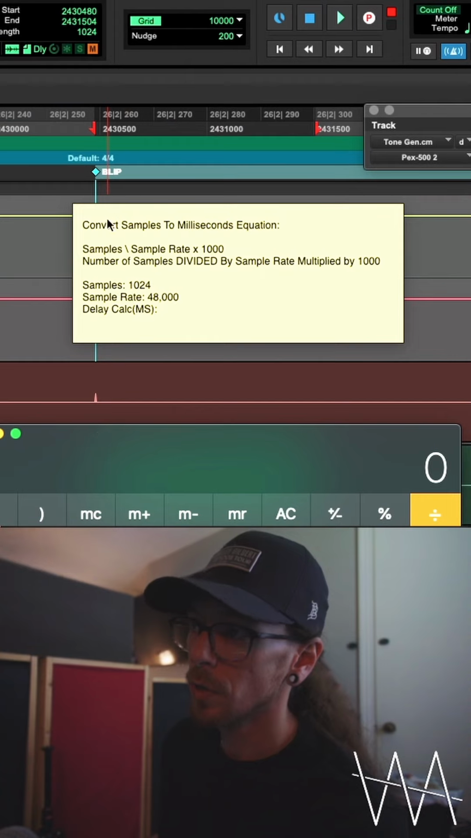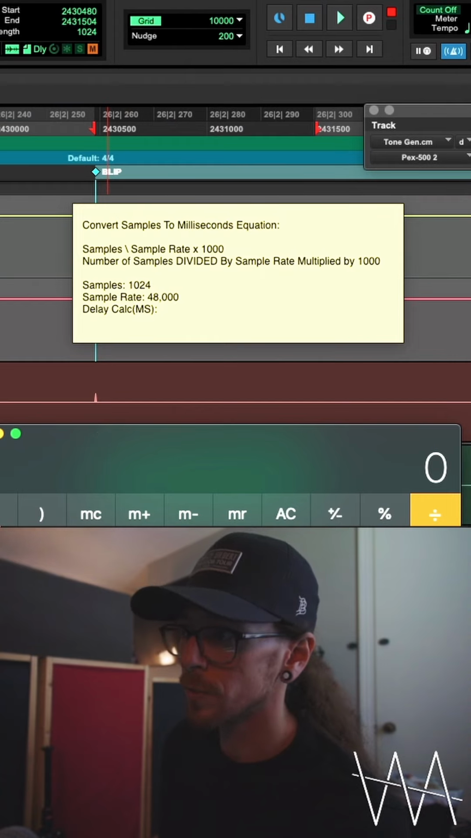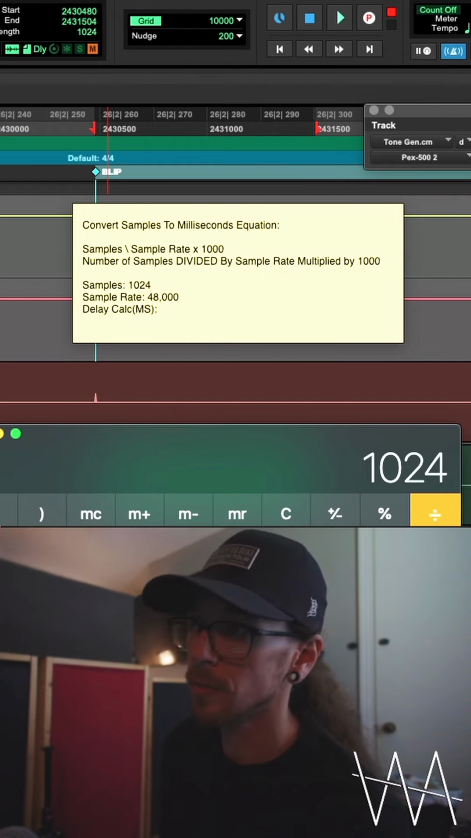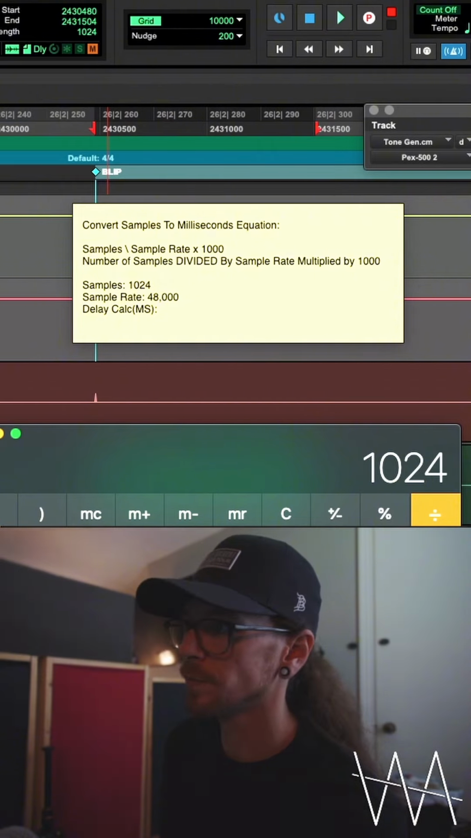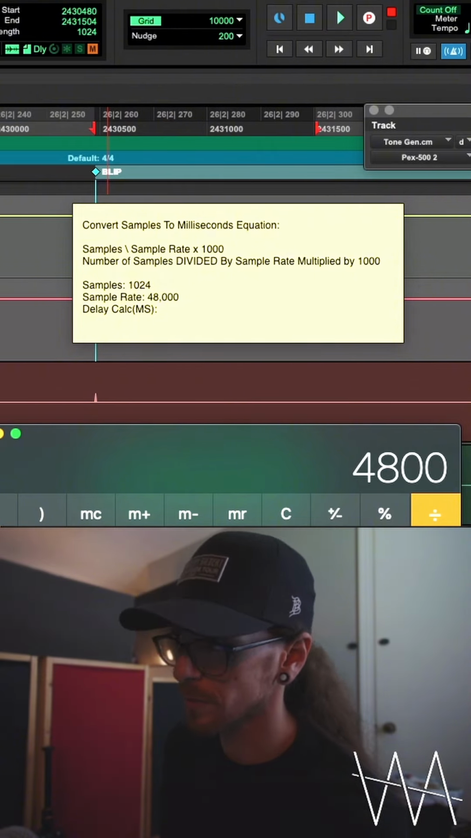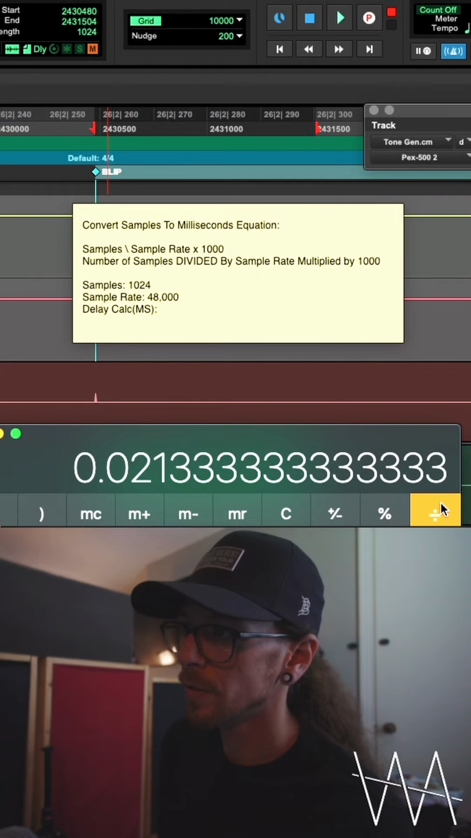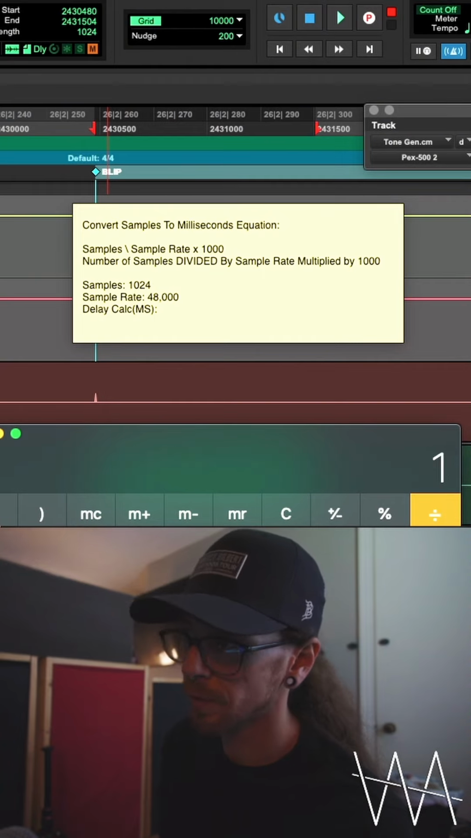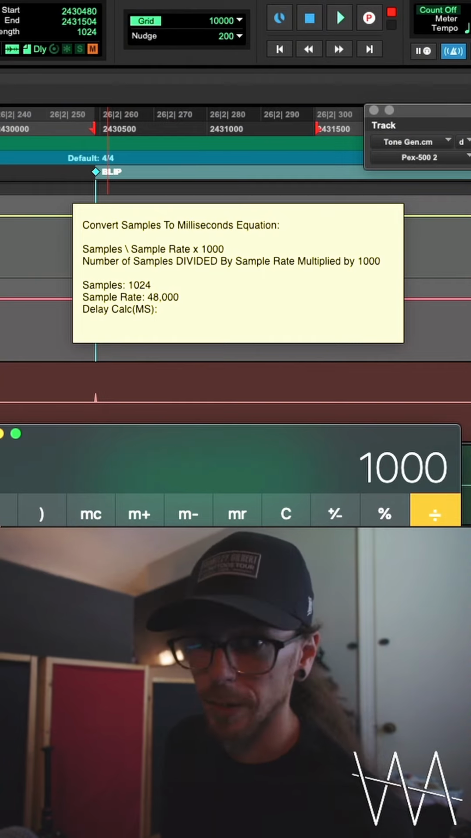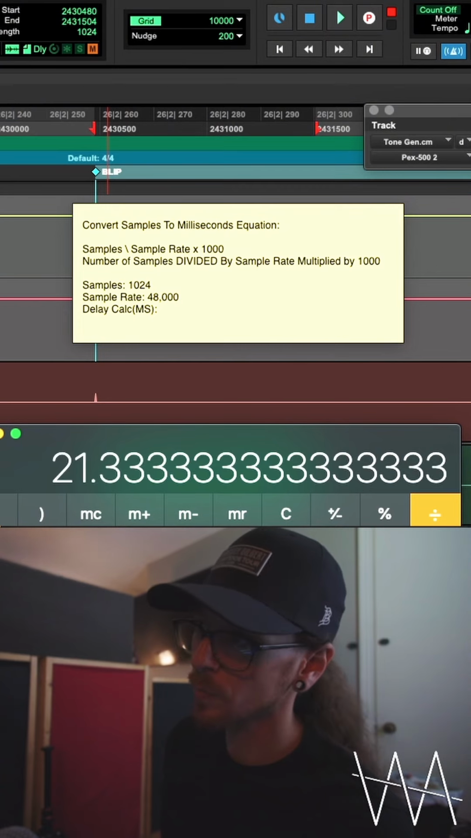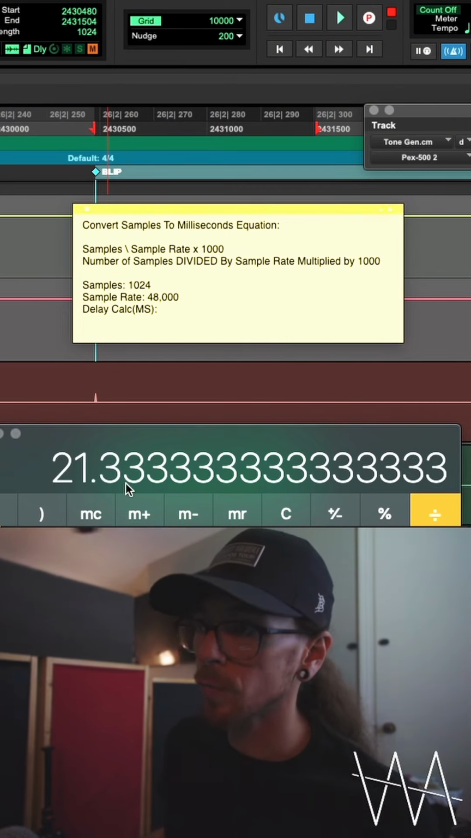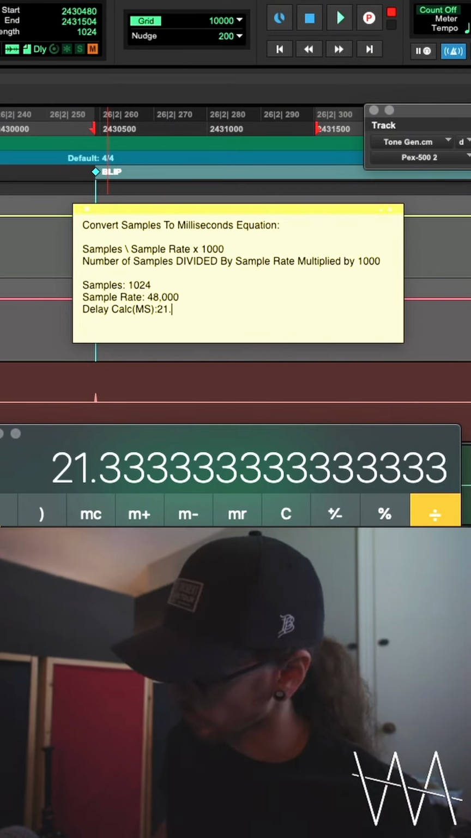Check this out. So our number of samples, which is 1,024, divided by your sample rate, which is 48,000 cycles per second, 48K, times 1,000 to give us that decimal place down to the 100th of a millisecond. So there we go, that's 21.3 repeating. We'll just go ahead and call that 21.33.